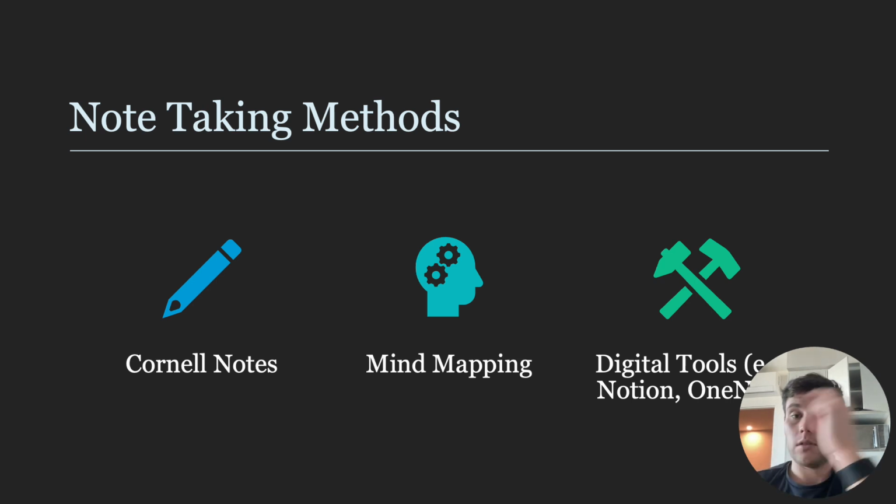So I'm going to talk you through a few ways in which you can take notes better. First one being Cornell Notes. So this is a system, divides your note page into 3 sections: notes, cues, and summary.